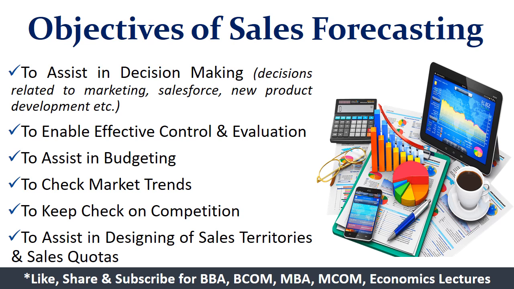The decisions can be related to advertising, to marketing, to manpower planning, or to new product development. Once the sales is predicted, the production and other activities can be controlled to achieve the desired results. We can say that sales forecasting makes controlling of various resources effective.